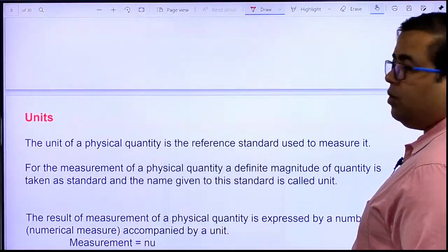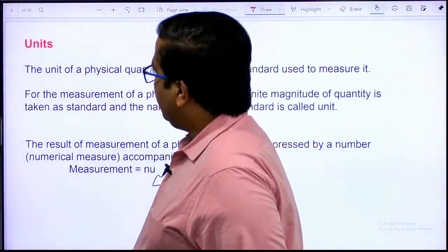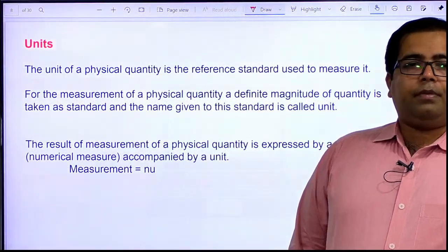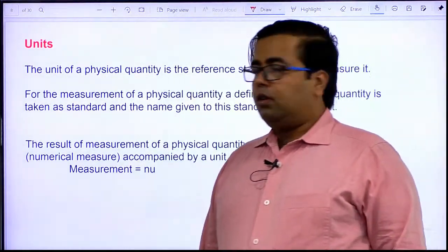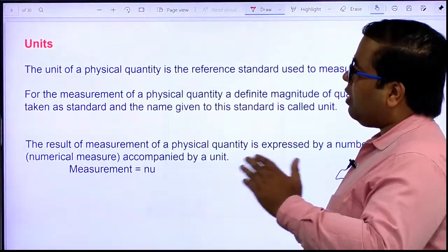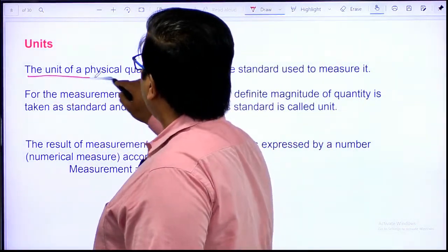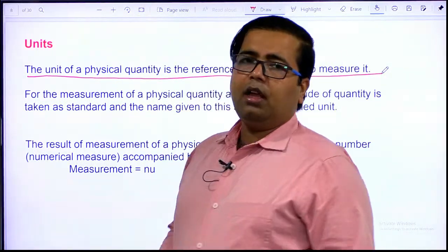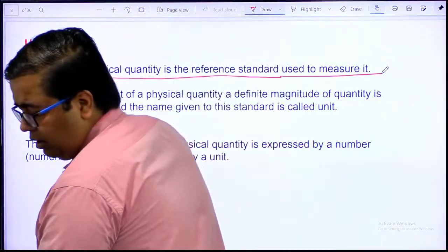I am moving to the next topic, units. Now see, every physical quantity is represented in the form of some standard reference. They are related with some standard reference. So the unit of a physical quantity is the reference standard used to measure it. Every physical quantity has some unit that relates that physical quantity with the units.